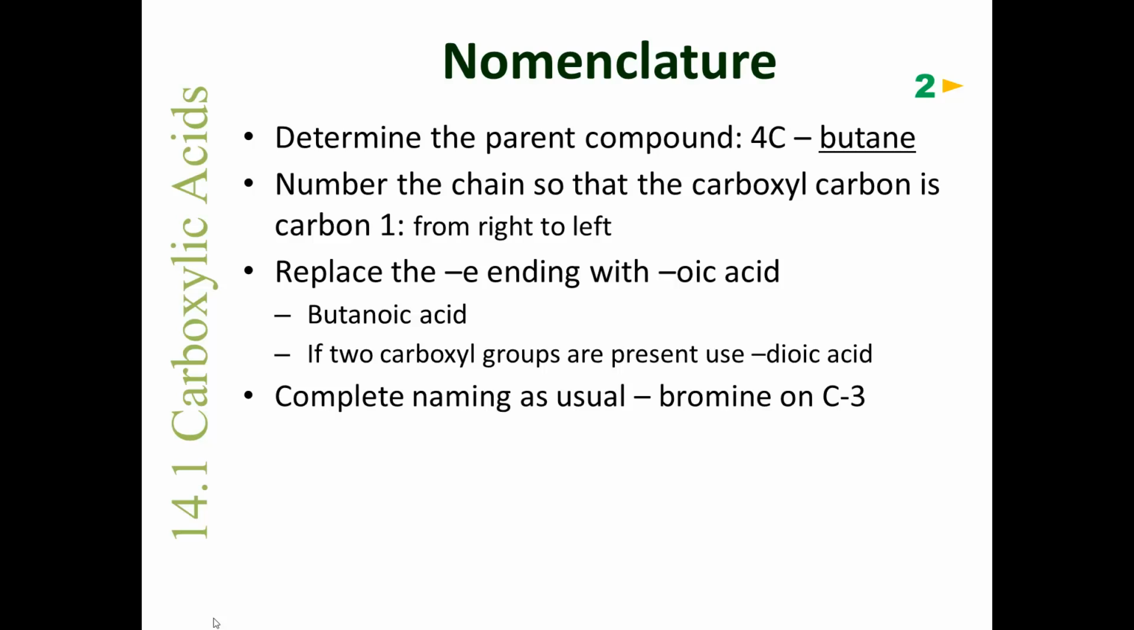All right, nomenclature, naming. Determine the parent compound. Four carbons long, it's butane. Number the chain so that the carboxyl carbon is carbon number 1. All right, so this is something you're going to have to keep in mind. I think that's what I saw in the last quiz, last exam. Some of you misnumbered, like that when we have a double bond, when we're talking about an alkene, that takes precedence over a functional group. So here, though, with a carboxyl carbon, that's going to be carbon 1.